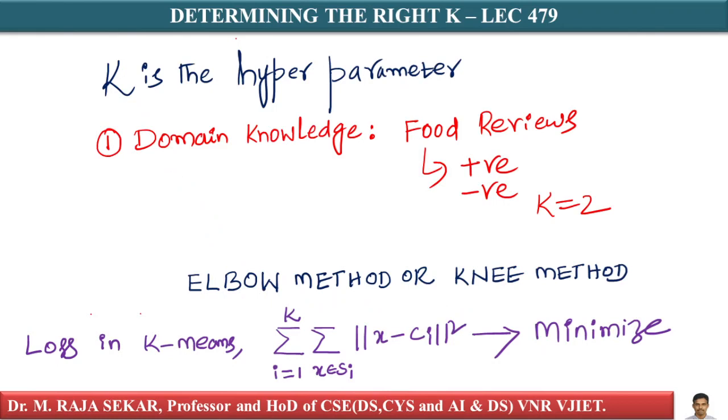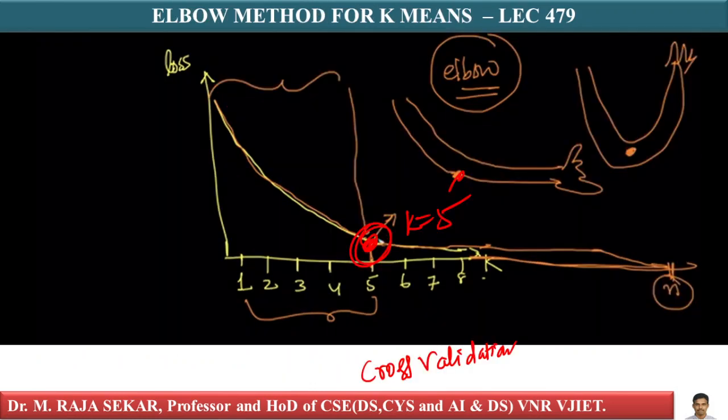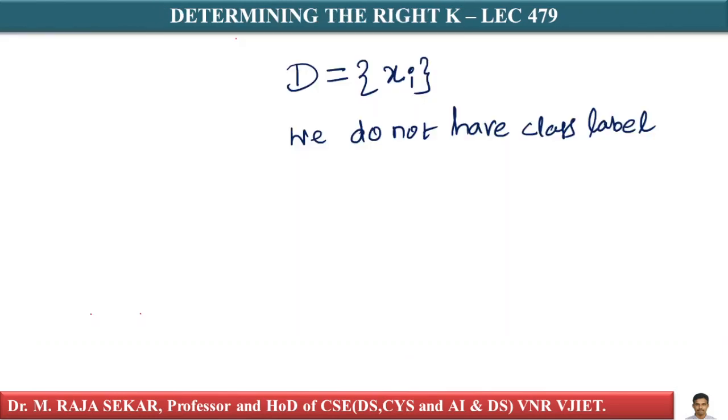This formula is important: summation of i equal to 1 to k, summation of x belonging to S_i. This is the formula which gives the loss function, which we are taking on the y-axis. On the x-axis we are taking different values of k.